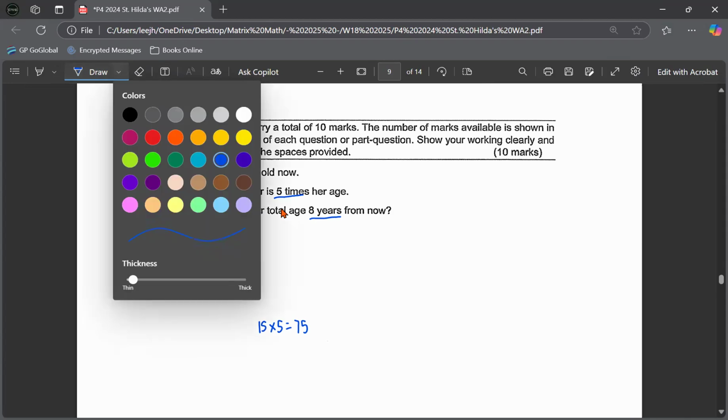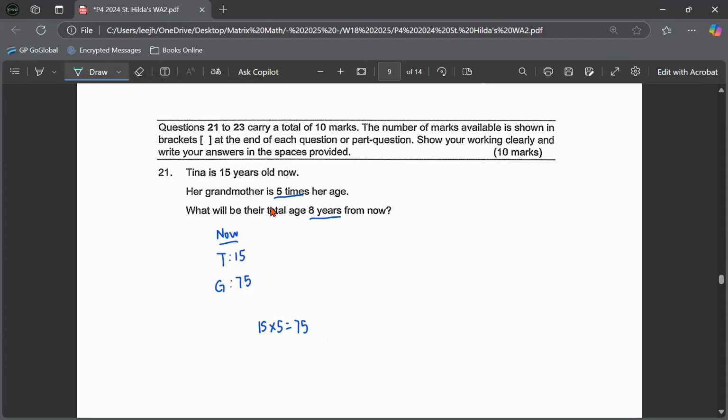So 8 years from now, Tina will age by 8, so will the grandma, because each one of us will grow older every year. So if this one is 8 years later, Tina will grow older 8 years. So will the grandma. Okay, and what happens 8 years later?